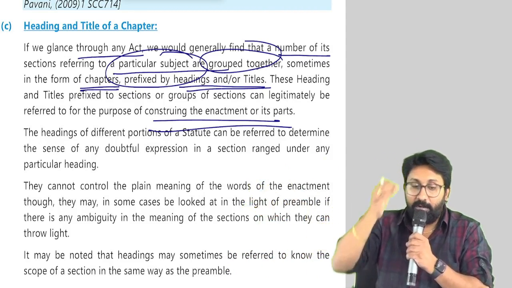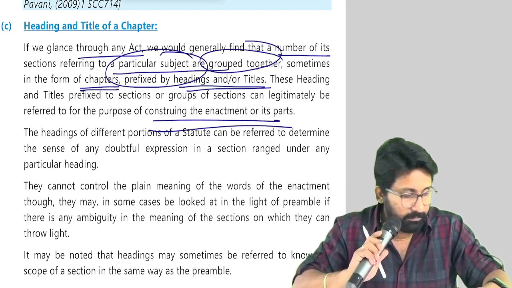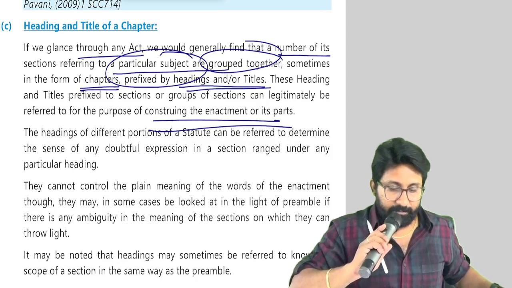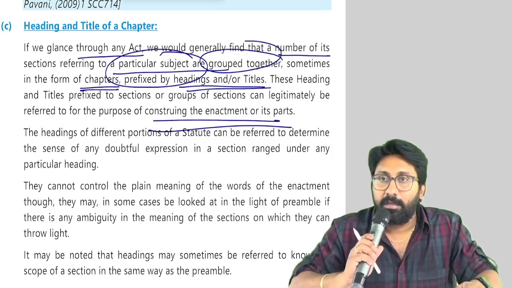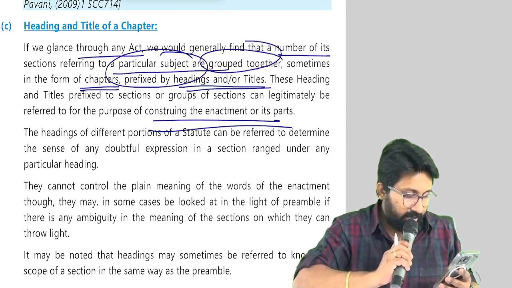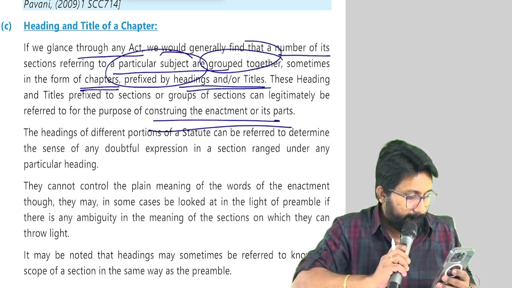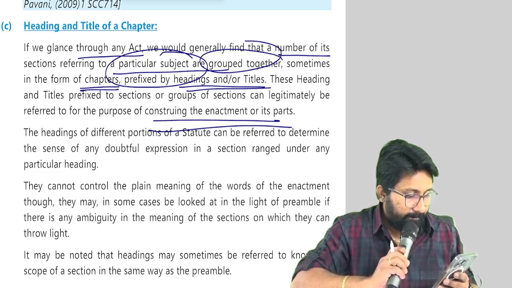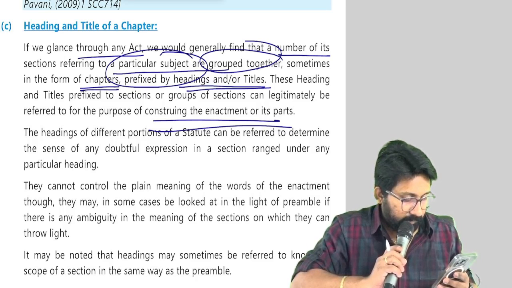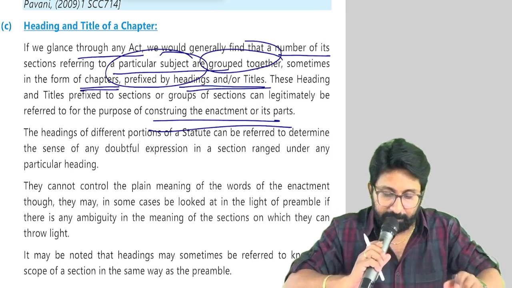Write down. Point number 1: heading or title of the chapter. Generally, sections belonging to a particular subject are grouped together in the form of chapters.